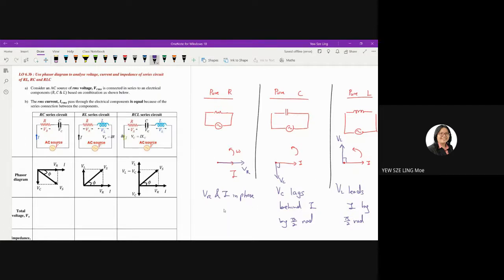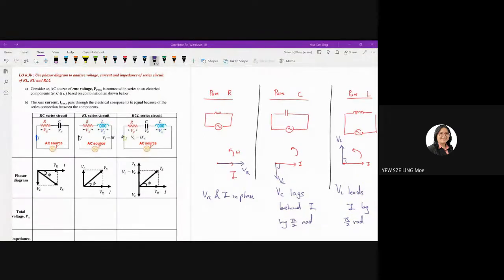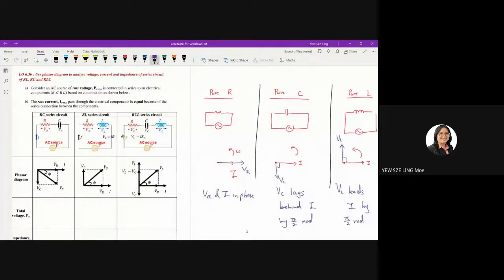You have to sketch it based on the equations given. If the equations give you I in terms of cos, then your I should be starting from 90 degrees. Then you sketch the positions of V according to the relationship between V and I in the pure circuit.